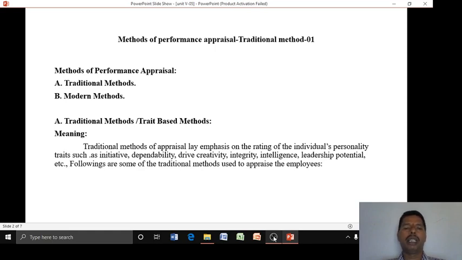Under performance appraisal, the first classification is the traditional method. There are two types of methods of performance appraisal: one is the traditional method, and the second is the modern method. The traditional method is also called the trait-based method.